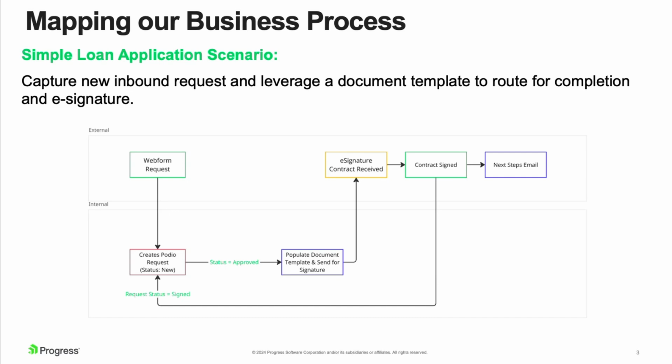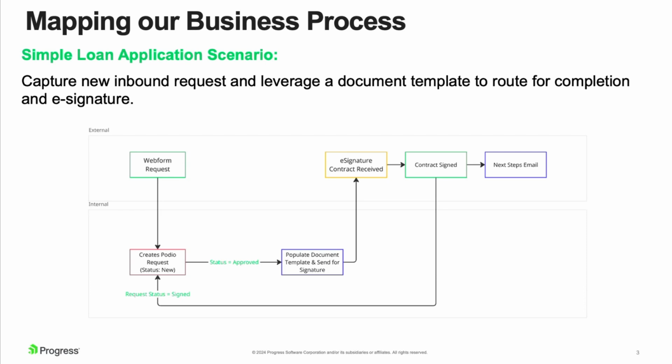But for purposes of this demo, we're going to kick things off with a web form request. As many of you know, with web forms in Podio, those can create new items. And then we're going to work through a scenario where we say, okay, if that new request is approved, we want to populate an existing RightSignature template with data from Podio, and we want to send that out for e-signature.